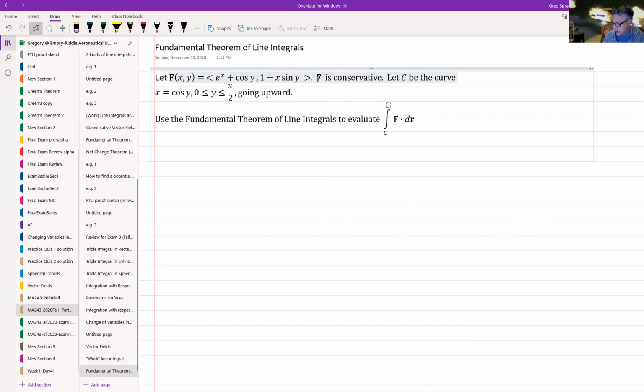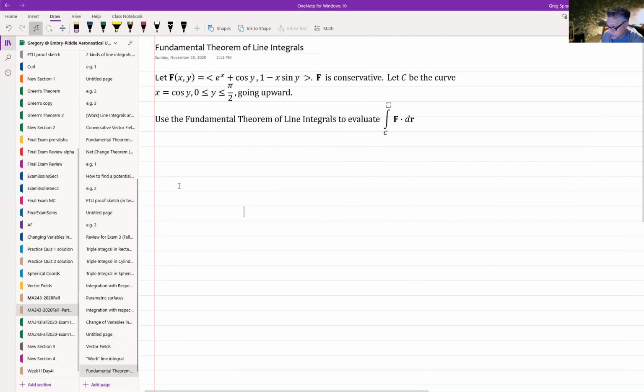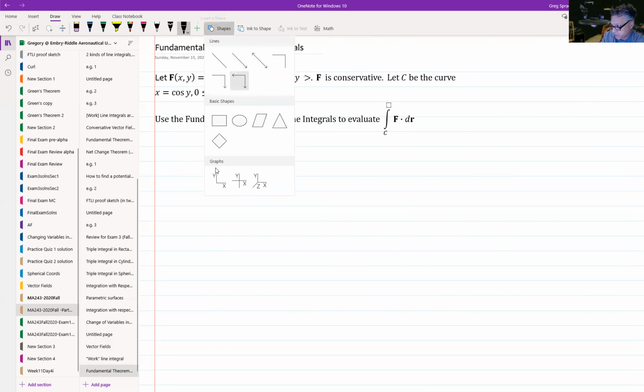You don't have to waste time testing whether it's conservative, because that's given. You can evaluate a work line integral using the fundamental theorem of line integrals.